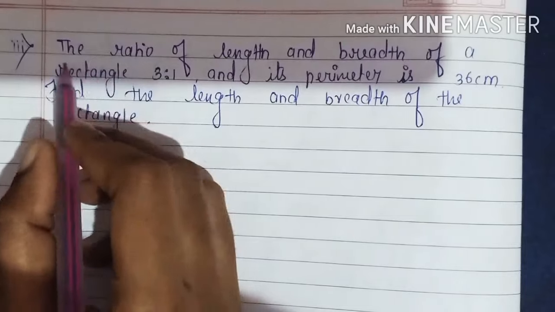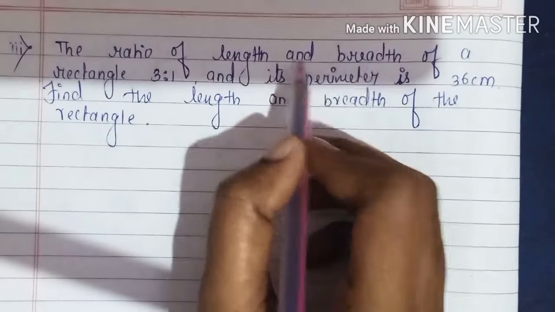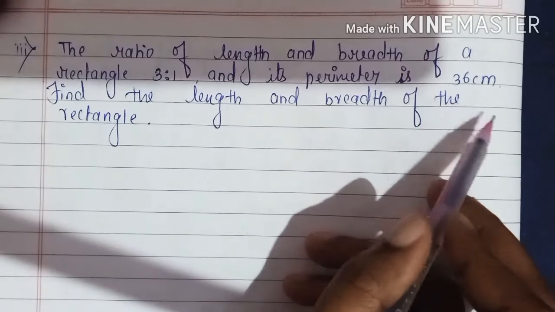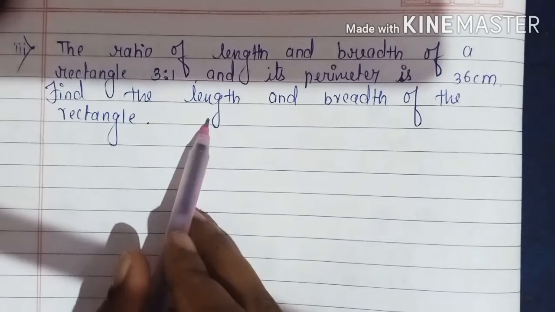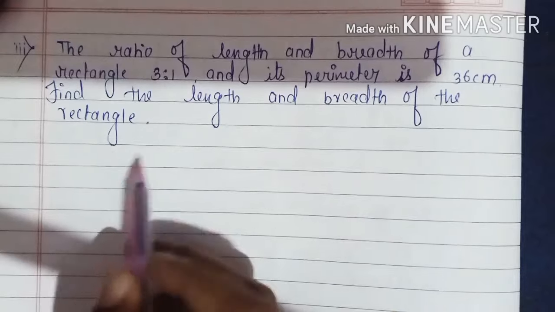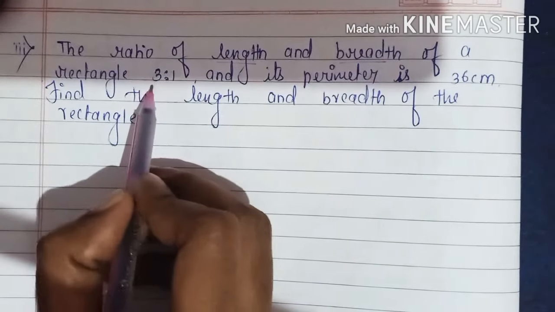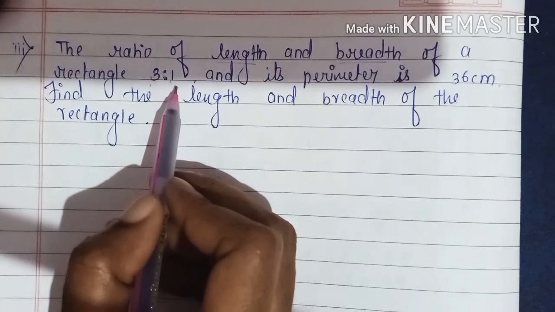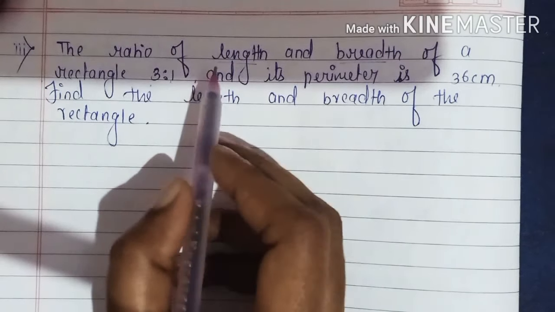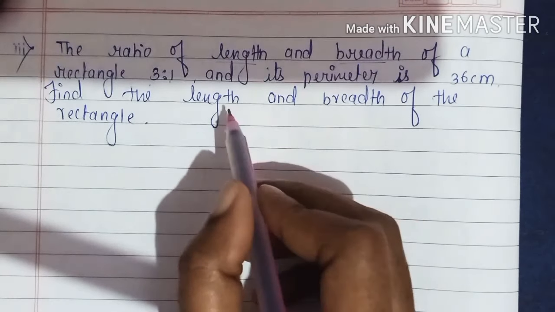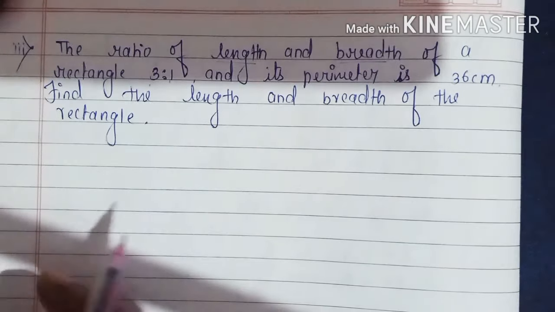Okay, in third question we have the ratio of length and breadth of a rectangle is 3:1 and its perimeter is 36 centimeter. Find the length and the breadth of the rectangle. So here we will consider length and breadth as 3x and 1x or x respectively. Then we will find out the perimeter of the rectangle. After that we will get the value of length and breadth.